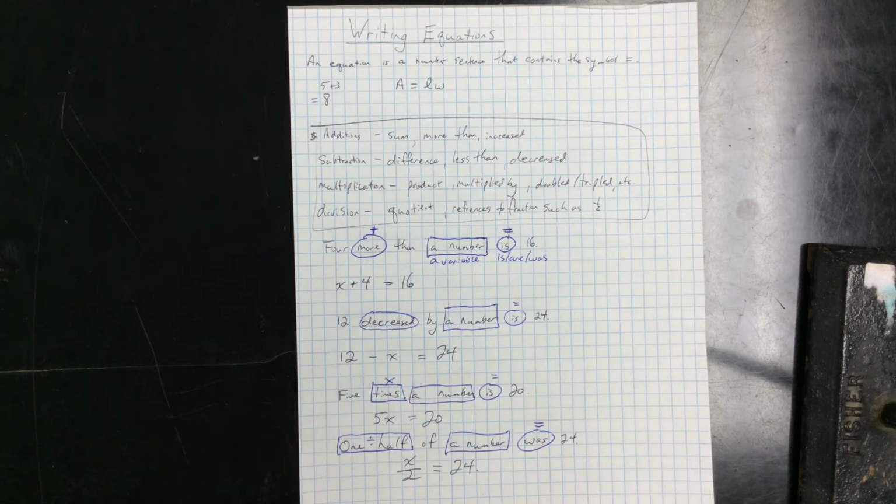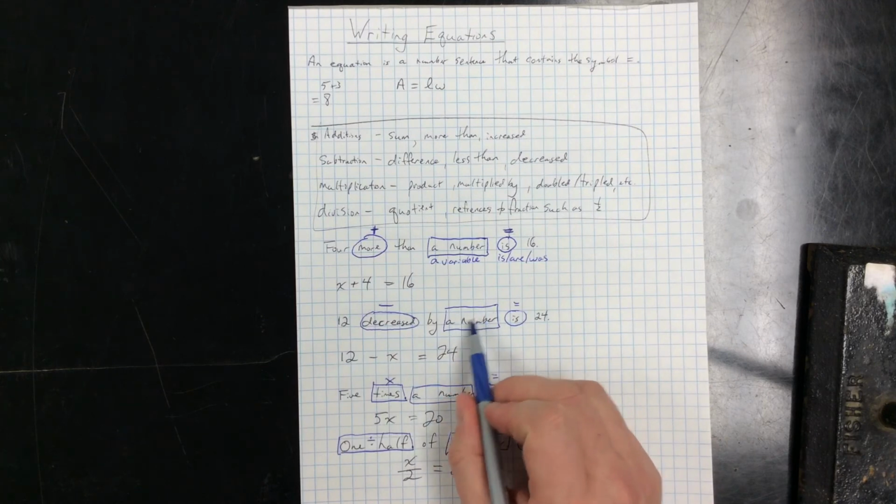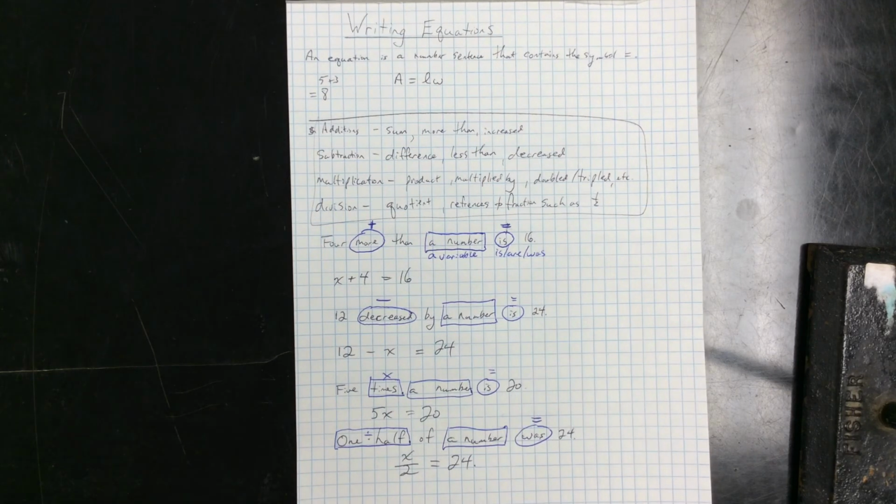As we go through, we're going to work kind of like a detective. We're going to look for keywords. We're going to look for words like decreased. We're going to look for a number, which just tells us it's our variable. Is, was, had, those types of words tell us the equal sign. Then we're going to write it together as an equation.